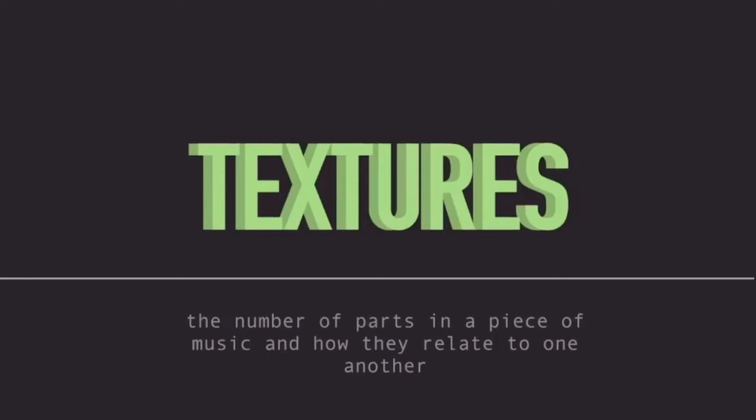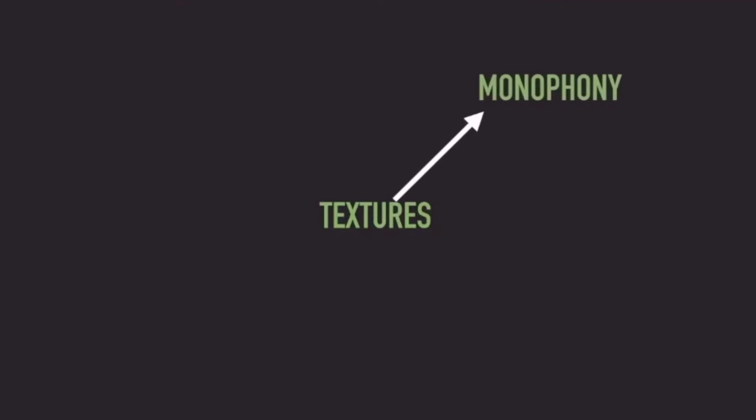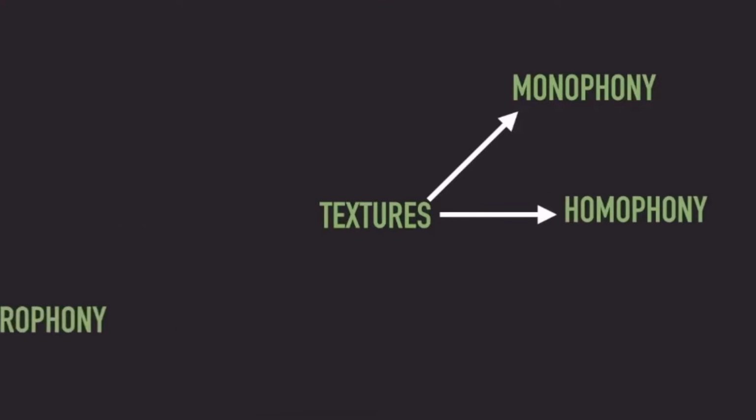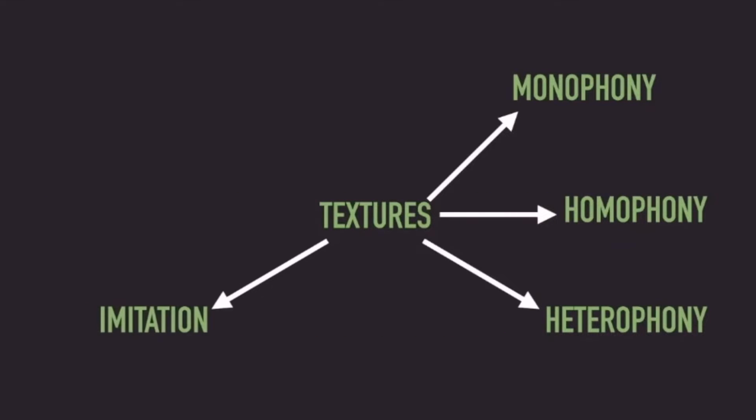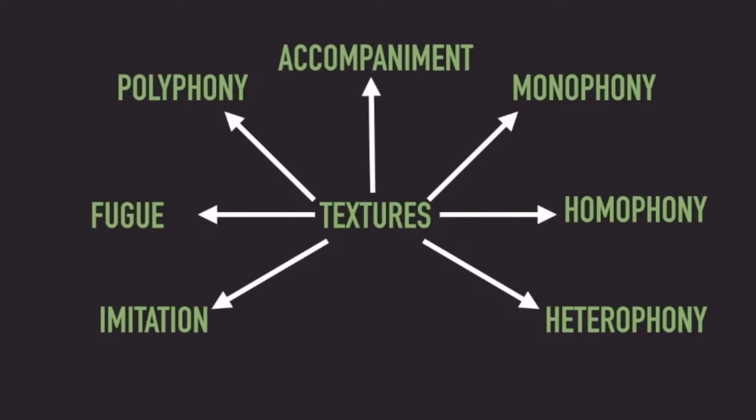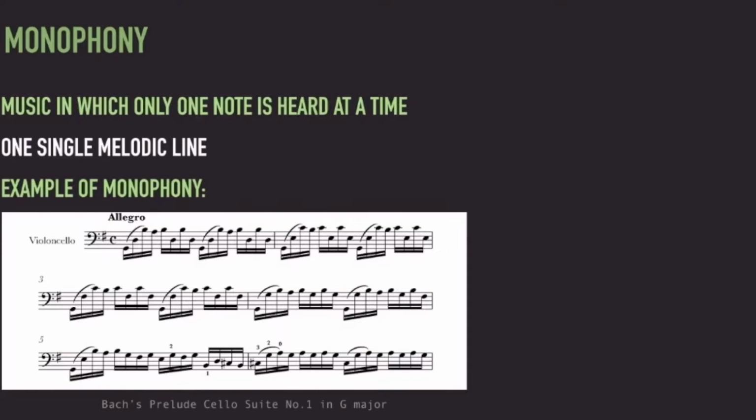The texture is the number of parts in a piece of music and how they relate to one another. The different textures include monophony, homophony, heterophony, imitation, fugue, polyphony, and accompaniment. Monophony is where music is only heard one note at a time and is normally one single melodic line, and here's an example.